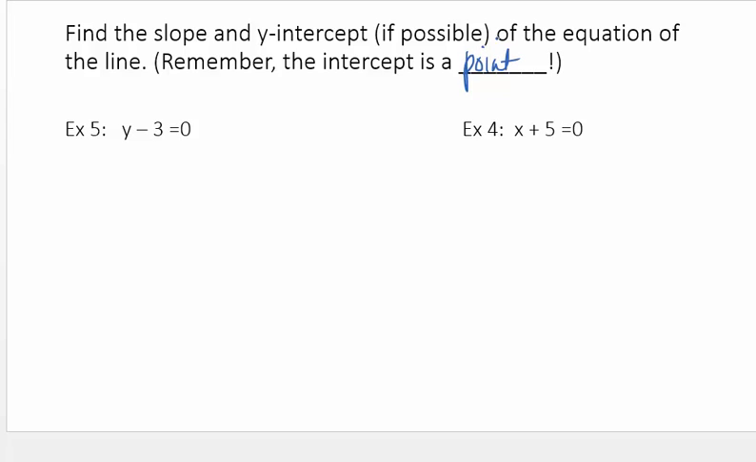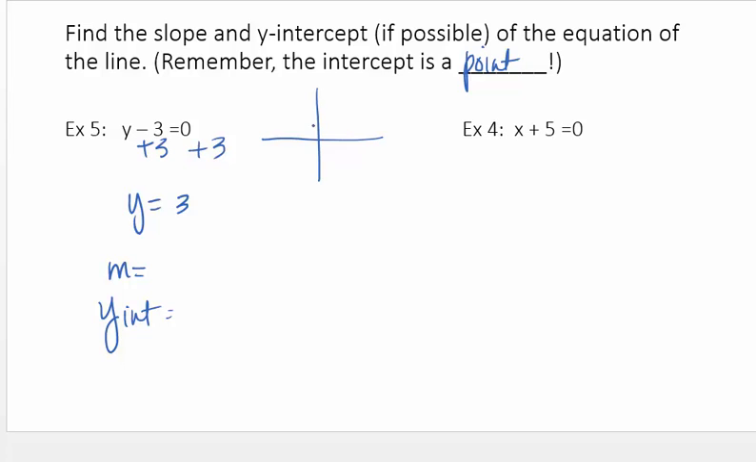All right? Example 5. So I need to solve it for y first. So I need to add 3 to both sides. So y equals 3. There's my line. Now let's think. What's my slope? What's my y-intercept? Now here's where that graphing thing comes back to help you. What does that look like? A y equals 3 line. Well, since it's y equals, it has to cross the y-axis at 3, right?